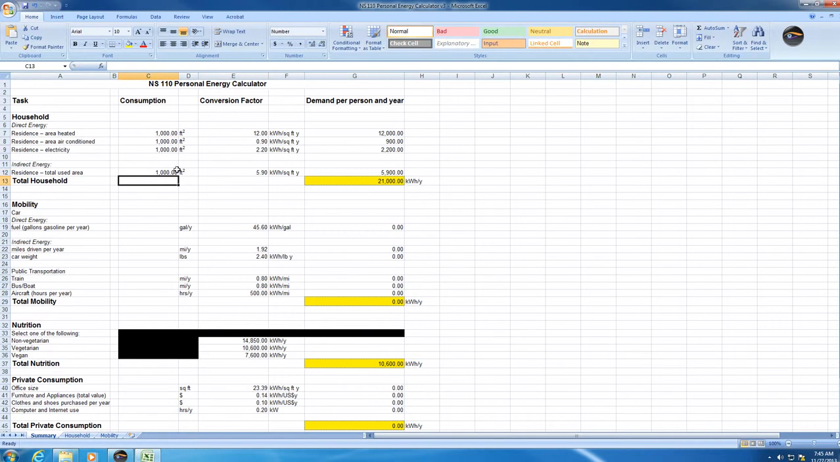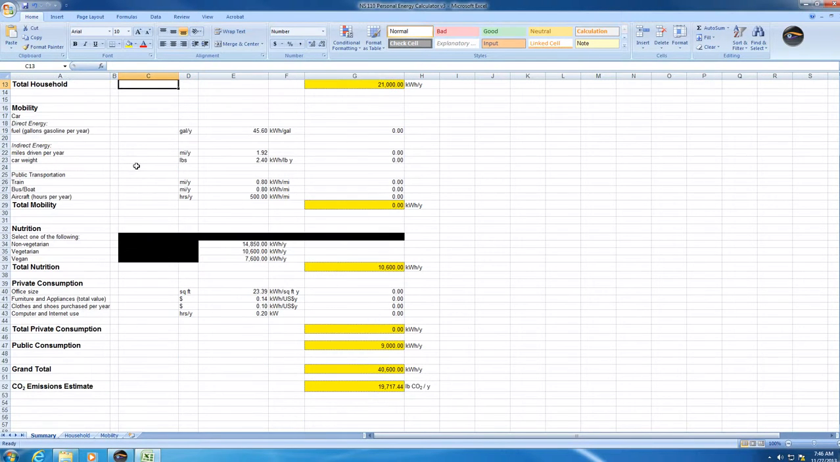So you see the consumption is multiplied by the conversion factors. The demand, or the total energy use, is in the 3rd column, and that's added to give 21,000 kilowatt hours per year. We'll take a short break at this point, and you can enter the rest of the usage factors.